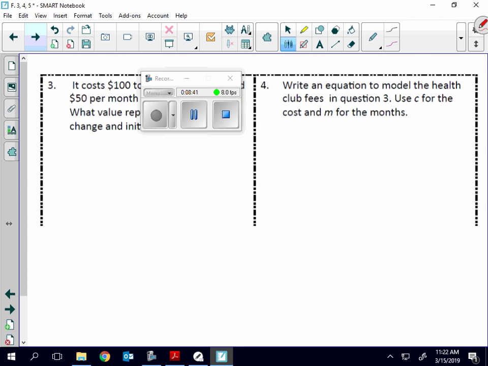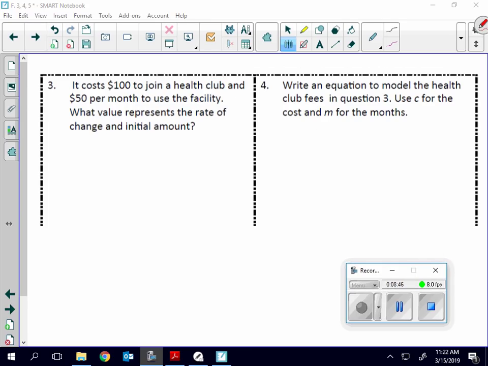All right, let's do another one. It costs $100 to join a health club and $50 per month to use the facility. So we have $100 to join, and it's $50 per month. This right here is a key word. You need to know that. What value represents the rate of change and initial amount?